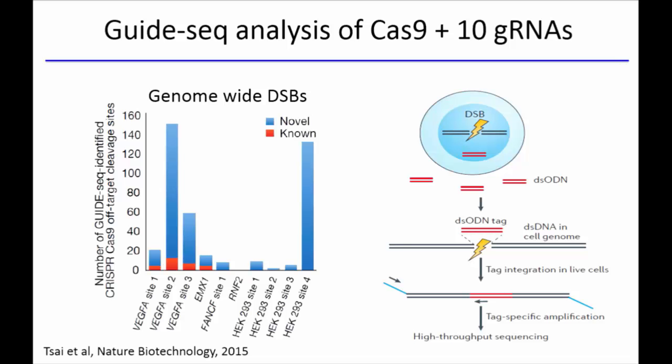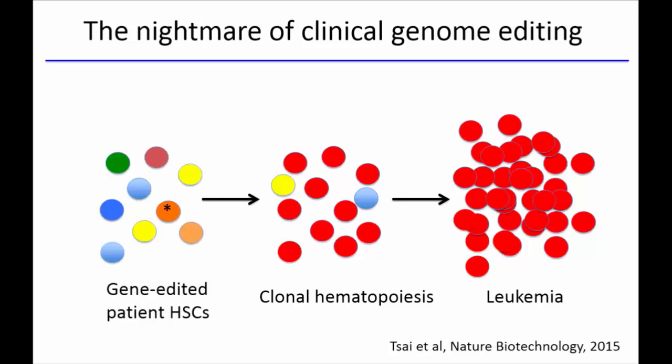And the important point to see here is that it really can vary according to the guide in ways that are sometimes difficult to predict. There was not good correlation between the bioinformatic predictions and this data. So some guides are going to work well, and some guides are going to have off-target effects. Now, this is the nightmare, right? You can detect off-target effects to 0.1%, but it's what you can't see that could hurt you.